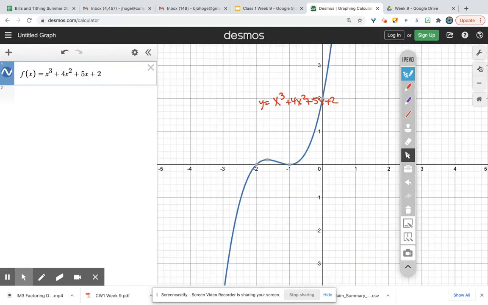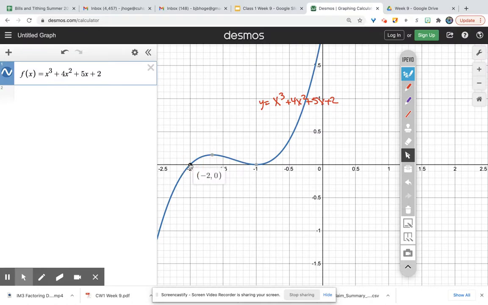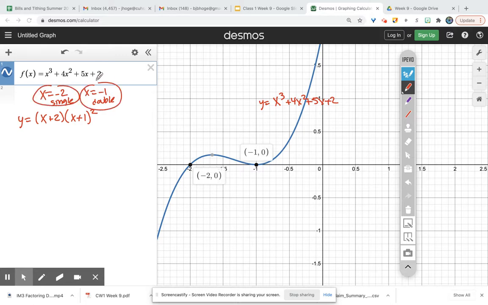And if we zoom in, it crosses at -2 once, goes straight through, but at -1 it does a bounce. So that means if this was factored, since x equals -2 is a single root, and x equals -1 is a double. If this was a true factor, it would be x plus 2 times x plus 1 squared, because this one is a bounce, if you want to write it in factored form. But they're just going to ask you what the actual roots are. So we have a single and we have a double here.